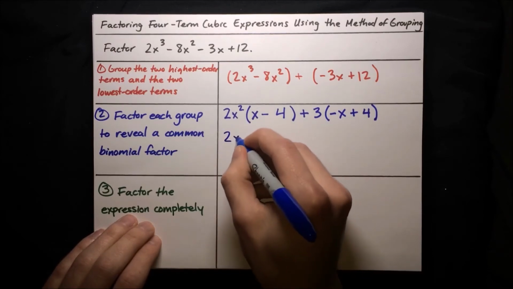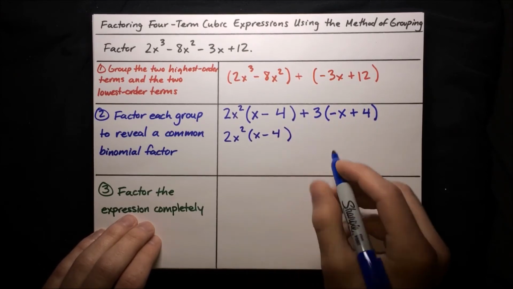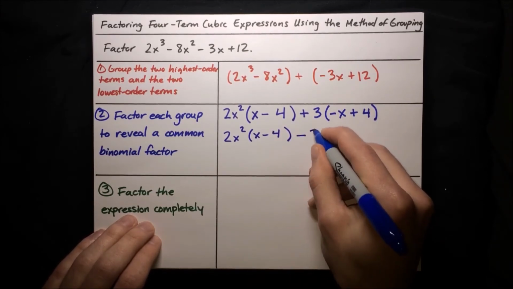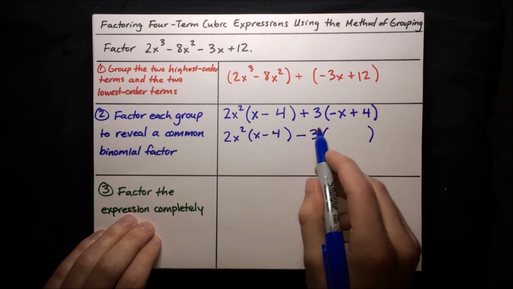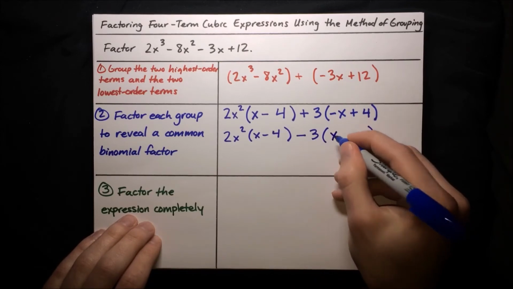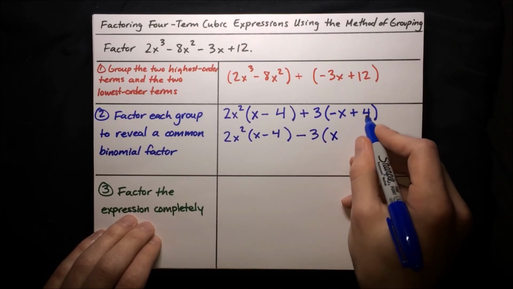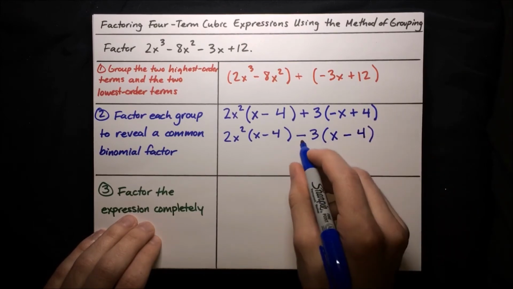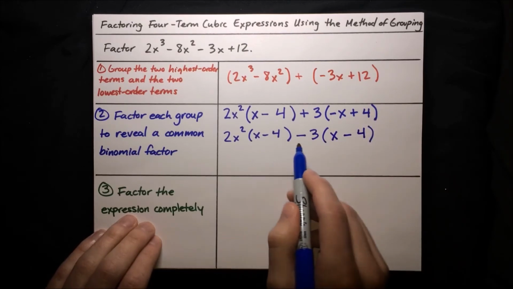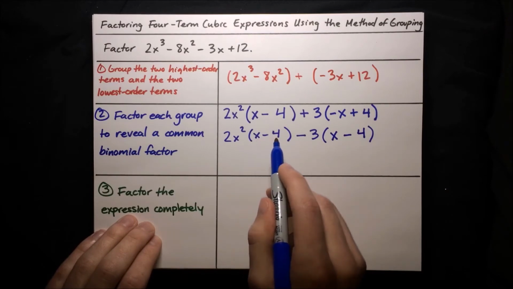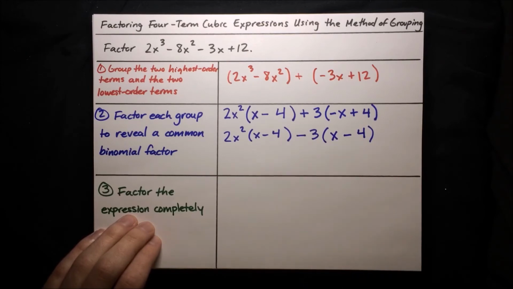So we'll do 2x squared times x minus 4, and then instead of plus 3x, we'll also factor out a negative, so minus 3. And then what goes in the parentheses? Well, when you factor out a negative, now this x becomes positive, because negative times x makes our negative x here, and this 4 becomes negative. It flips the sign, because negative times -4 makes +4. Okay, great. So now everything is all right. We've got our x minus 4. That's our common binomial factor in both terms, and we're ready to factor the expression completely.